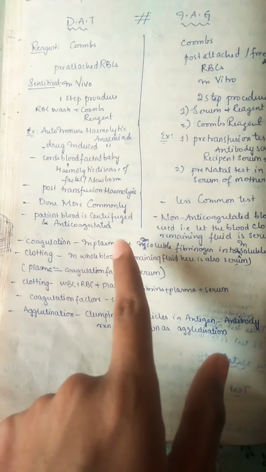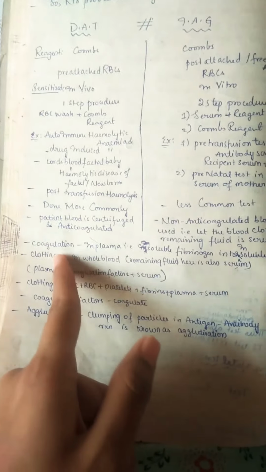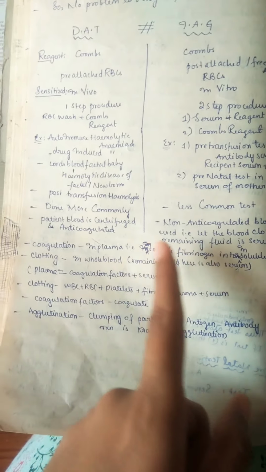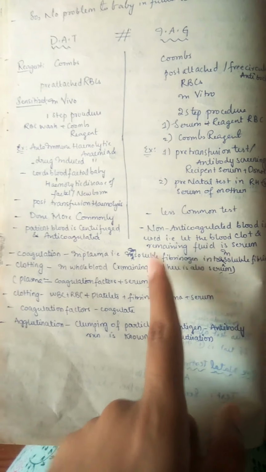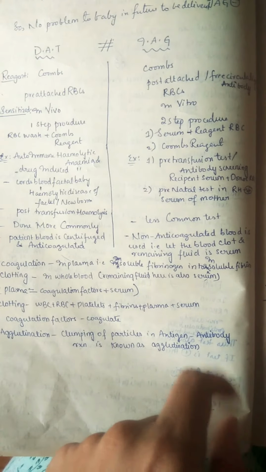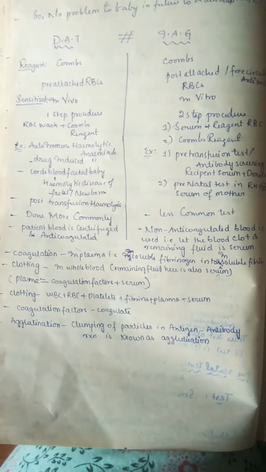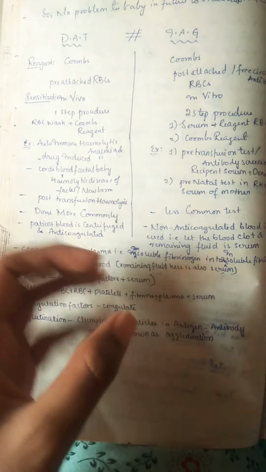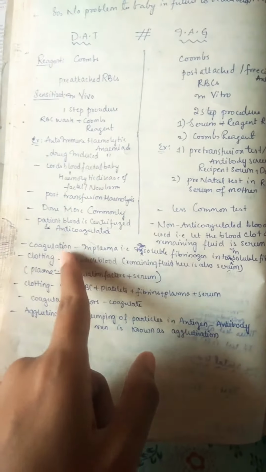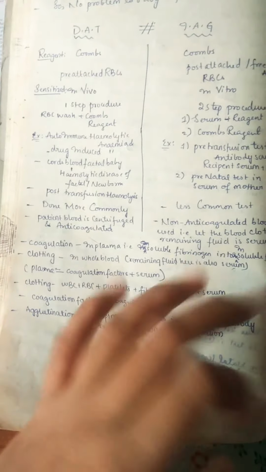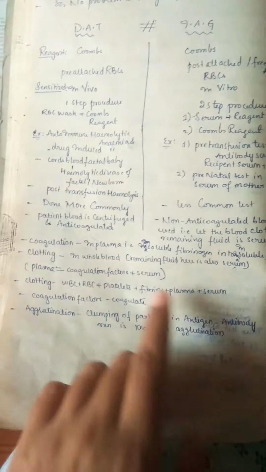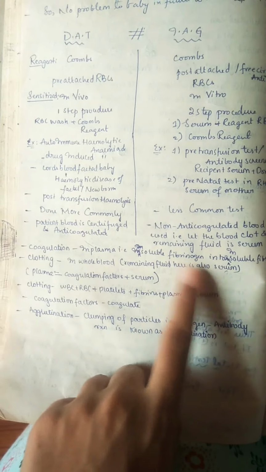Coagulation is always a plasma component. Coagulation may take place in the whole blood, but coagulation alone can also take place in the plasma. That is, here soluble fibrinogen is converted into insoluble fibrin. And clotting takes place in the whole blood. So coagulation only in the plasma, it's a fluid, converts into a semi fluid mass when it undergoes coagulation. But clotting can take place in the whole blood. The remaining fluid here is also called serum. So when clotting takes place in whole blood, the remaining part is called serum.